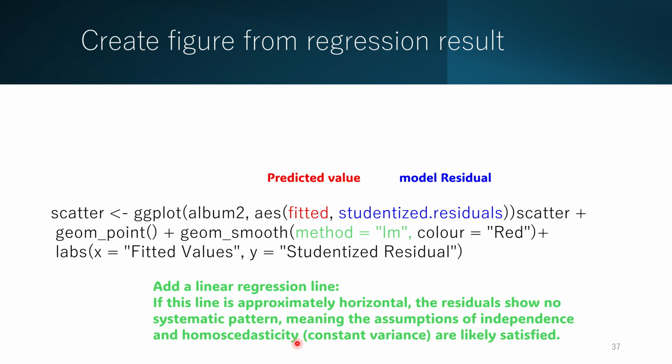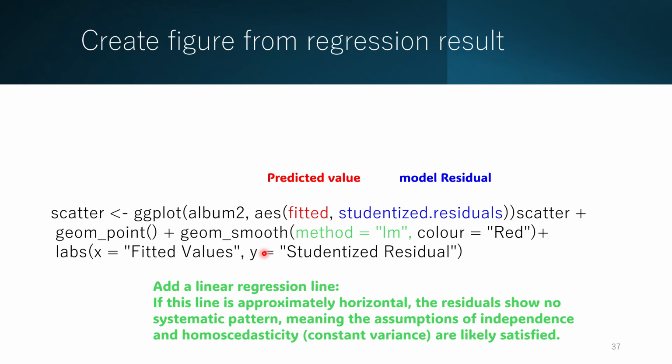The meaning is here. This is the predicted fitted value, this is the model residuals, and this is geom_smooth. This is a linear line. Add a linear regression line. If this line is approximately horizontal, the residual shows no systematic pattern. That means the assumptions of independence and homogeneity are likely satisfied.